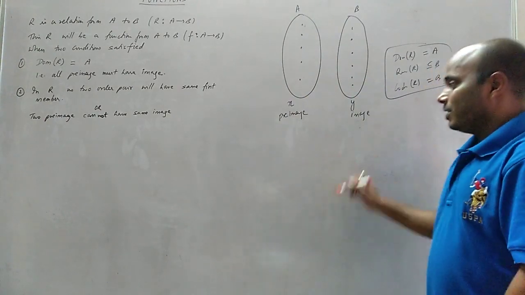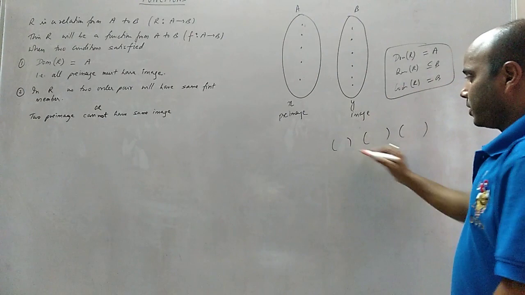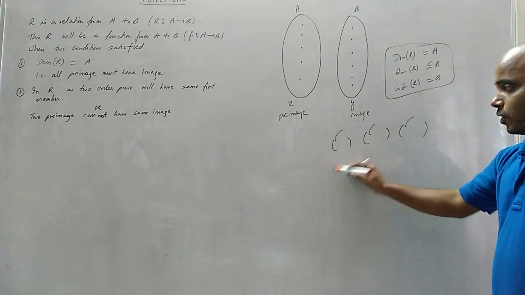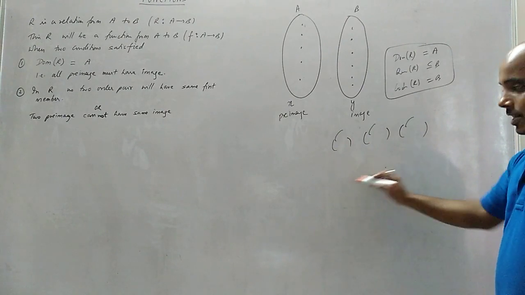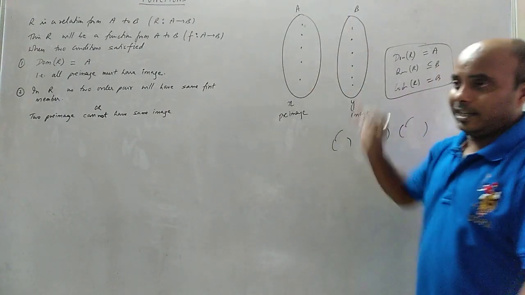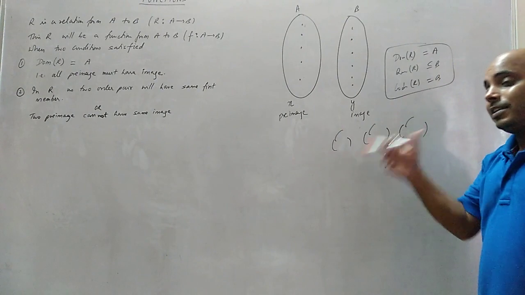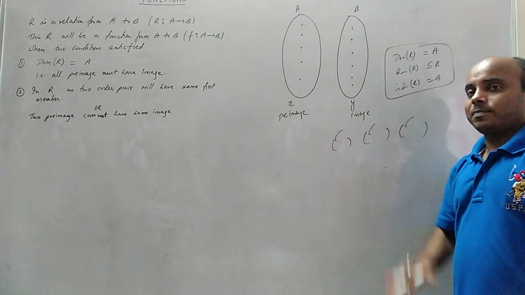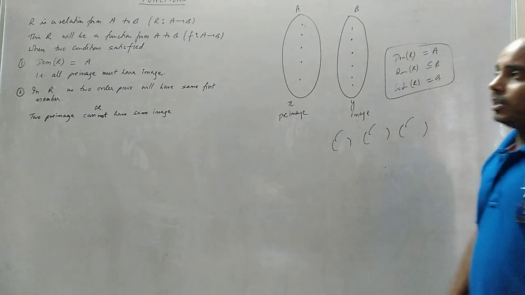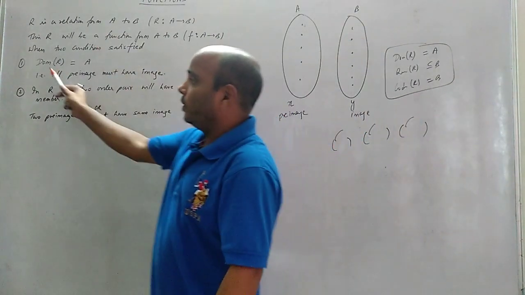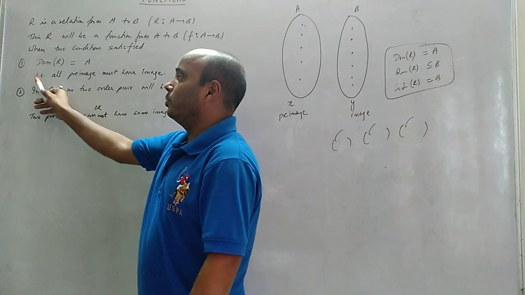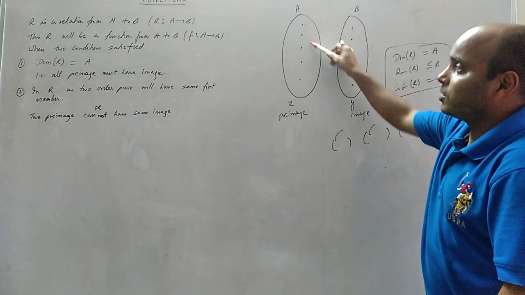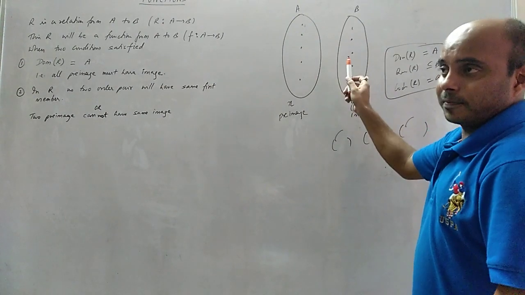That means in the ordered pair, the first elements are the domain, right? So the first elements, when I take them out in a set, become the whole set A. Then that R, which is a relation, is now a function. Clear? समझा? इन दोनों लाइन का मतलब समझे आप लोग? तो domain of R equals to A, इसका मतलब ही ये होता है. That is, all pre-images must have an image. All pre-images, the elements of the first set, will have some image.